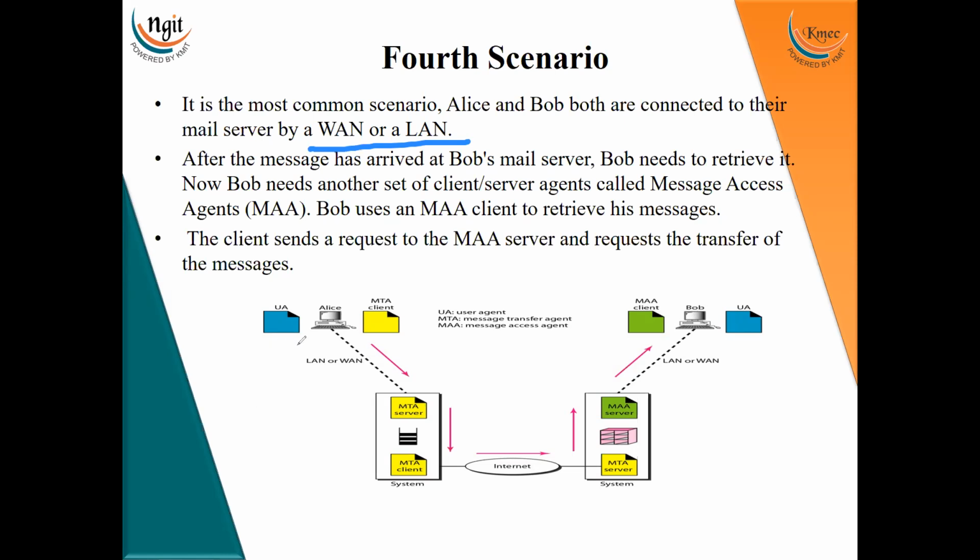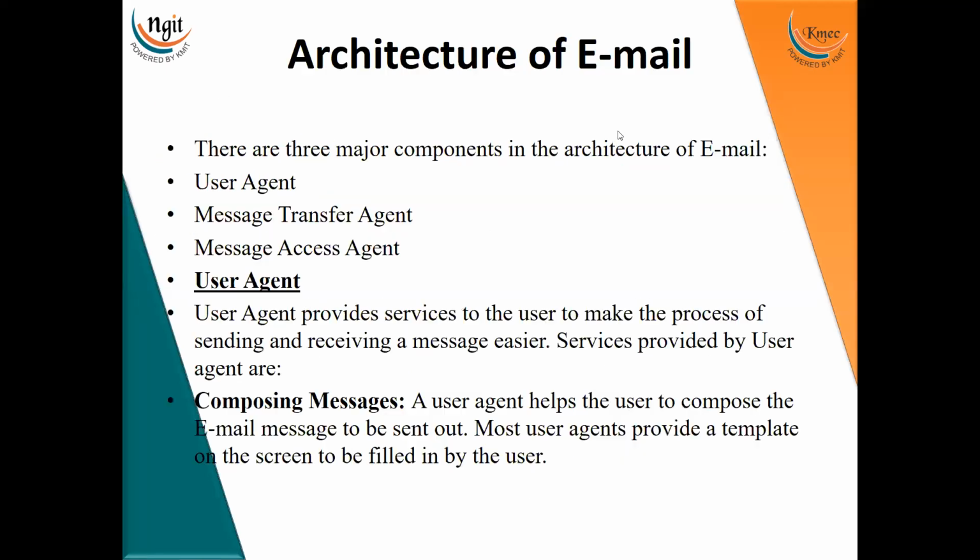Now see here, what is happening? After the message has arrived at Bob's mail server, Bob needs to retrieve it. Now Bob needs another set of client and server agents called message access agents. The client sends a request to the message access agent server and requests the transfer of the messages. This is a new development of email data transmission. Now we'll see the architecture of email.